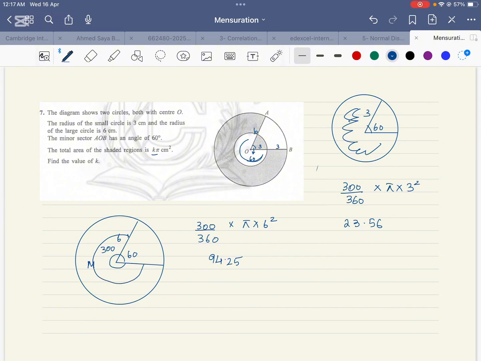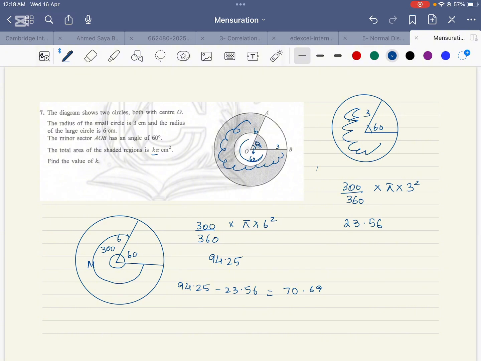So what do I do? 94.25 minus 23.56 is equal to 70.69, which is the area of only this much.